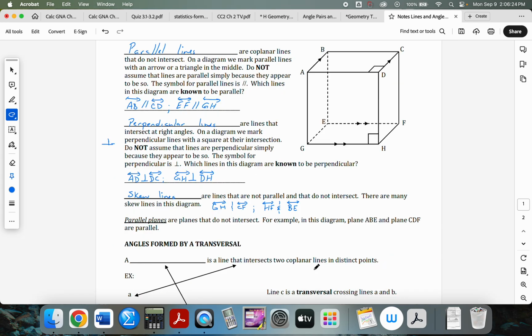And then parallel planes are planes that do not intersect. For example, in this plane, plane ABE, ABE is this whole side over here. And plane CDF, CDF is this whole plane over here. Those planes are parallel to each other, sort of like the floor and the ceiling in the room are parallel to one another.